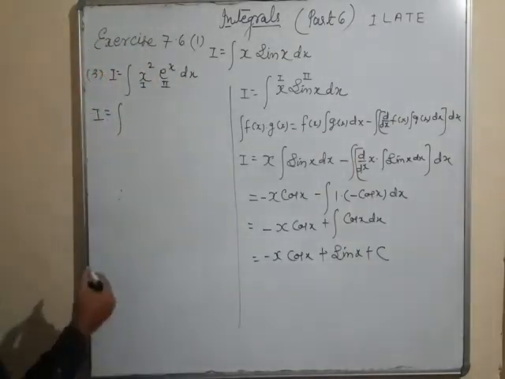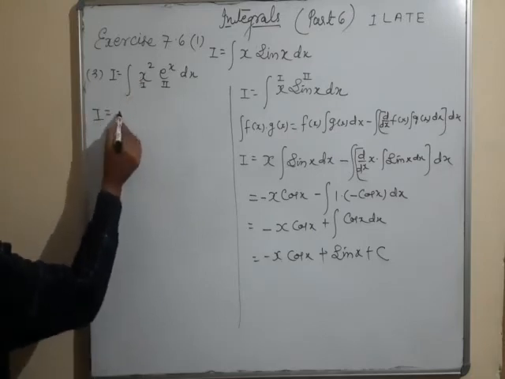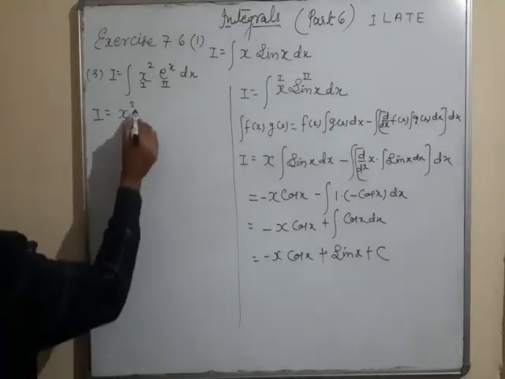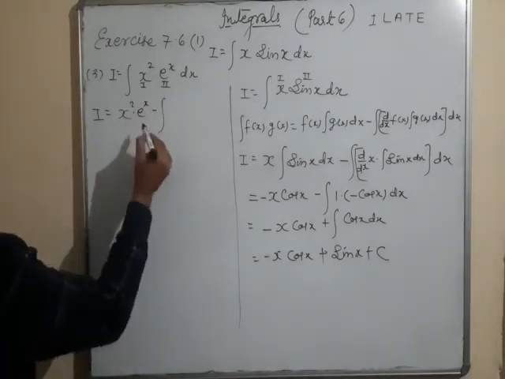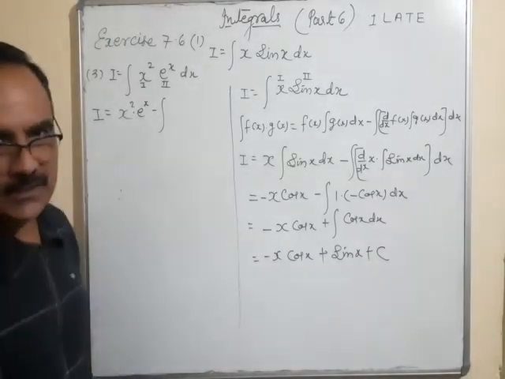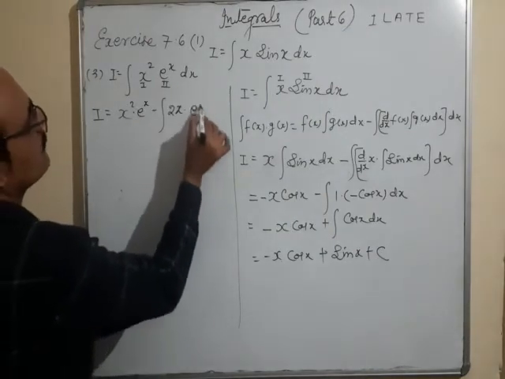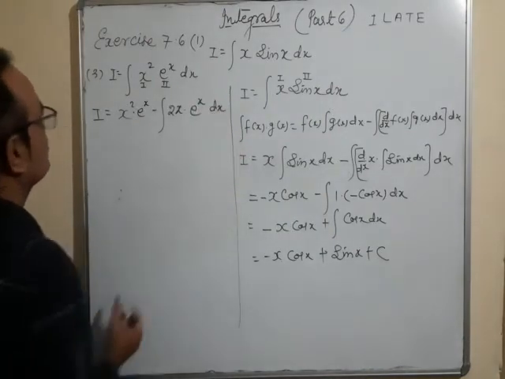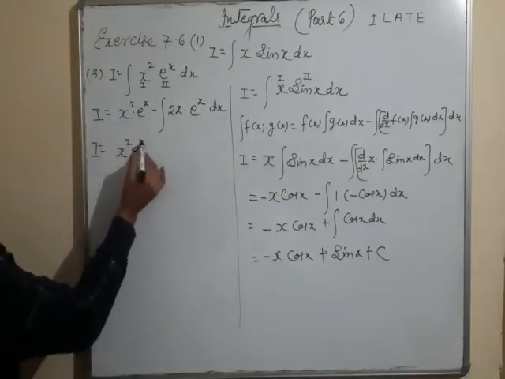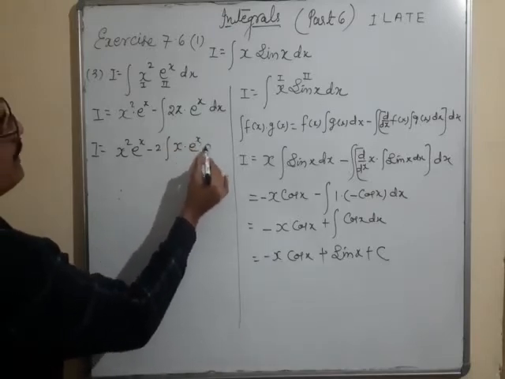I is equal to, I am not writing the formula, this is a formula: first function x square, integration of e to the power x, minus differentiation of x square. Directly I am writing here now, differentiation of x square is 2x, into integration of second function e to the power x dx. I is equal to x square e to the power x minus 2, a constant term, integration of x e to the power x dx.